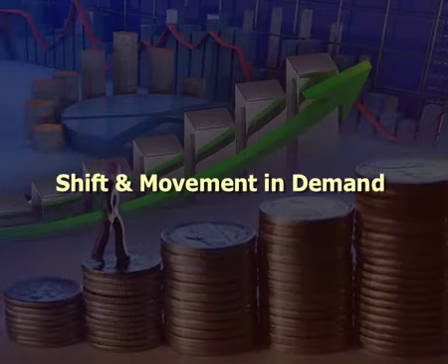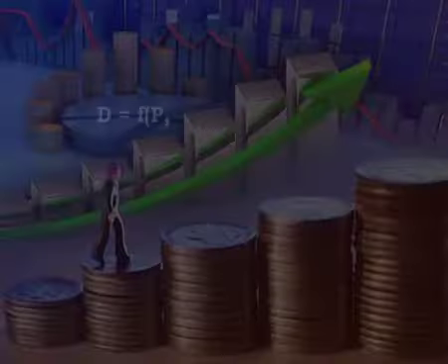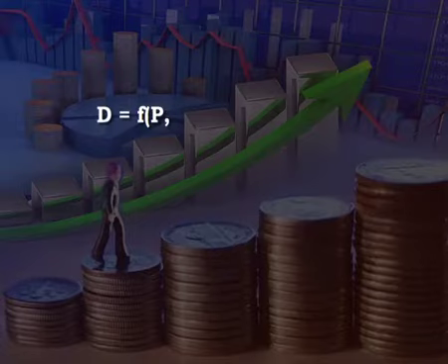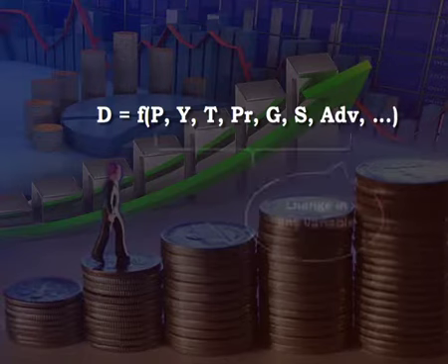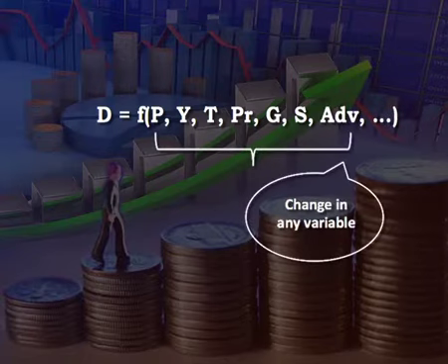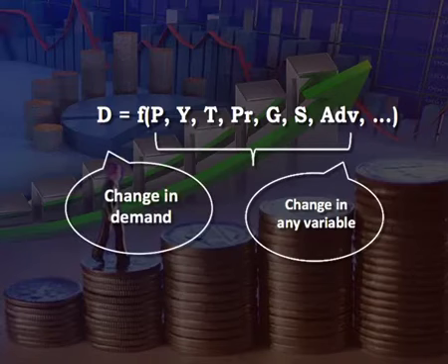Now let's discuss shift and movement in demand. Demand is a function of many variables, out of which price is the most important variable in the law of demand and in construction of demand schedule and demand curve. Other variables that affect demand include income of the buyers, taste and preferences, prices of other goods, government policies, subsidies, advertisements, etc. When there is a change in any of these variables, there will be a change in demand for the good as well. When the buyer shifts at different points on the same demand curve, it is called movement in the demand for the commodity.